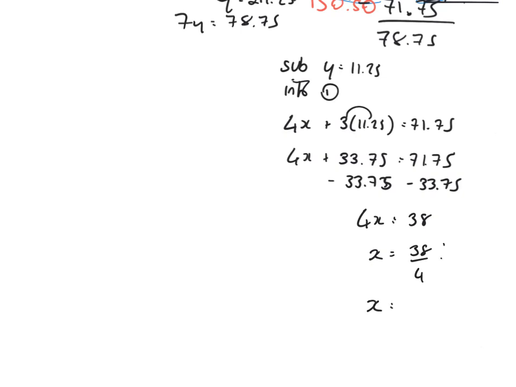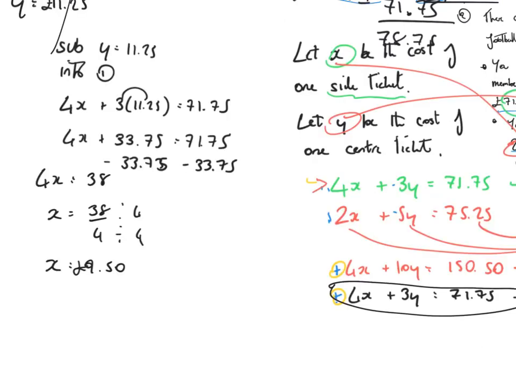Okay, be careful not to bring that down and leave it as a fraction only. We're looking for pounds and pence here. So £38 divided into 4 equal bits, and that's going to give me £9.50. Okay, let's now just explain our results. The question asked what was the cost of each type of ticket. So remember that X was what we took to be a side ticket, you can see it up there, and Y is a centre ticket. So let's just put that down in a sentence then.